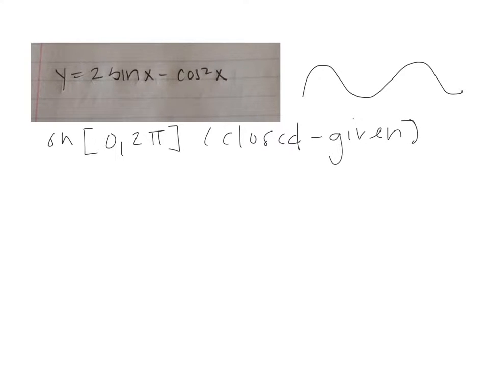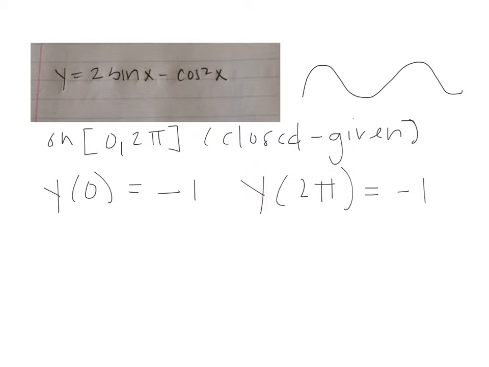Okay. So on 0 to 2 pi, I don't need to worry about the limit as x approaches positive or negative infinity because we're just doing 0 to 2 pi. And I know y at 0 is going to be -1. And I know y at 2 pi is going to be the same thing. So I don't need to worry about negative infinity to positive infinity. I know there's no asymptotes. I know that it's continuous.